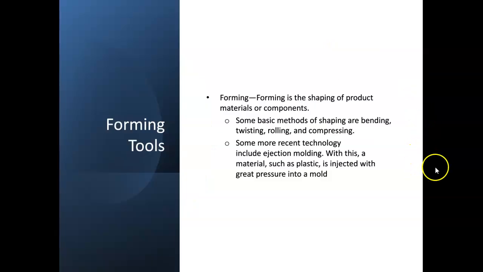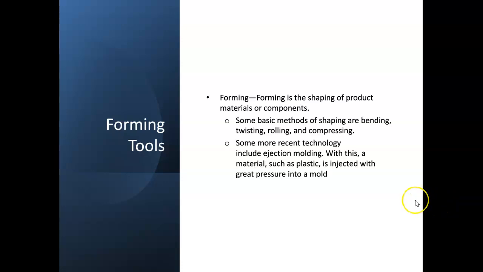Next, we're going to talk about forming tools. Forming is basically where we are shaping material either by bending or twisting. We might roll it, we might compress it, and form it into the different shapes that we want. If you think about some more recent technology, especially injection molding, we can take liquid plastic and inject it with pressure into a mold. The plastic then forms the shape of the mold, and then, of course, we can remove it from the mold as well.